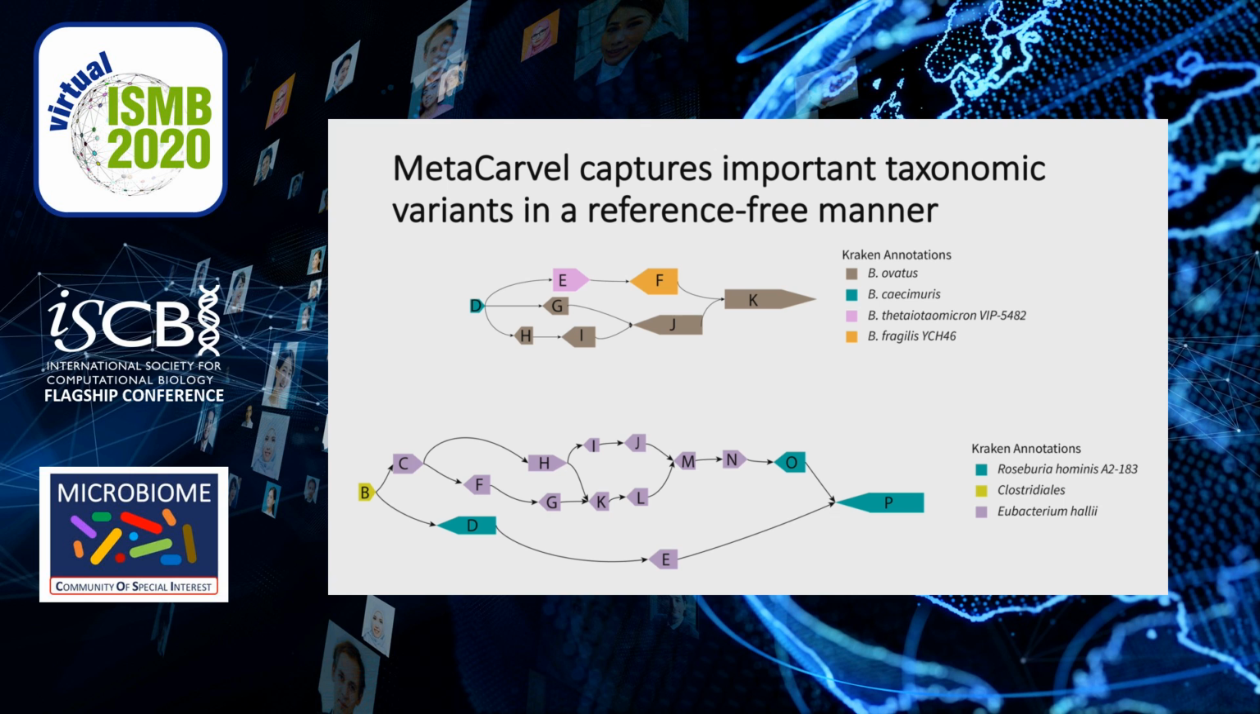Here are just 2 examples of complex bubbles found in stool samples. In the first, uppermost bubble, we can see species-level variation within Bacteroides. In the lower variant, we find contigs annotated as both Roseburia and Eubacterium species. While this may seem like an artifact, these organisms are all butyrate-producing bacteria from a phylogenetically related Clostridium coccoides cluster, highlighting MetaCarvel's ability to find structural and functional variation that may not be detected if using reference genomes.